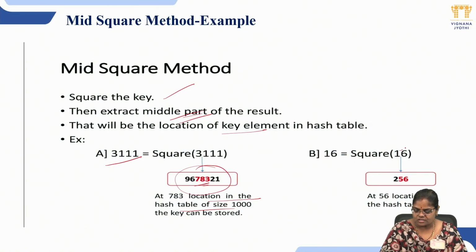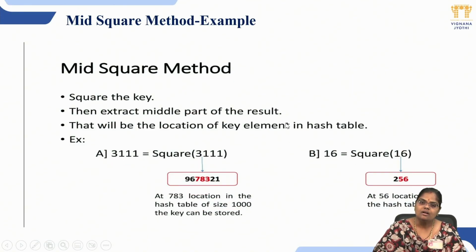If we take an example of 16, then 256. Now here, we can take the middle digit as 56, but here we consider the last two digits as the hash key index for storing the key. So you can consider either the middle digits, or you can also consider any pattern in the square value for storing your key in the hash table.